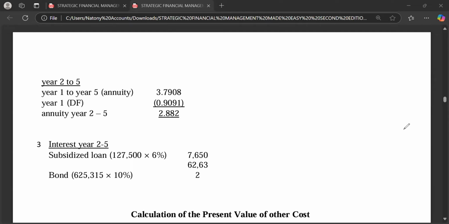So the interest on the subsidized loan is 6% lower than the commercial loan. Commercial loan was supposed to be 10%. So interest on subsidized loan is 6% times this. So that gives this amount. So the bond, interest of bond is 10% times this amount. So that will give 62632.